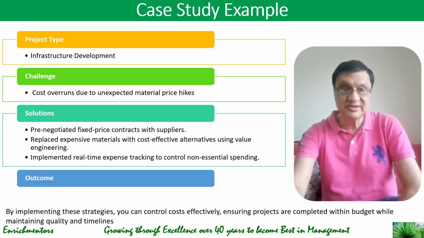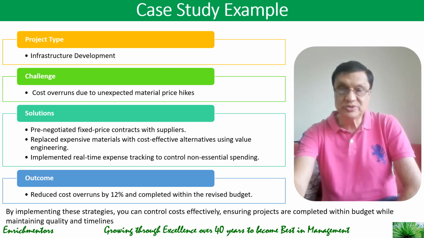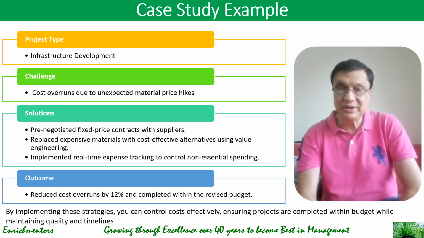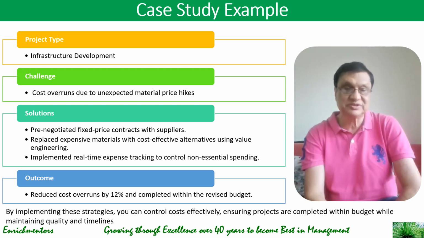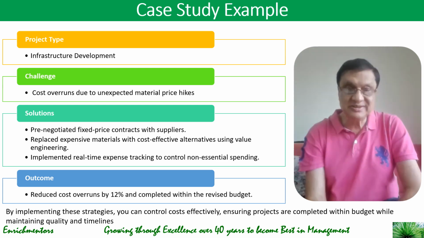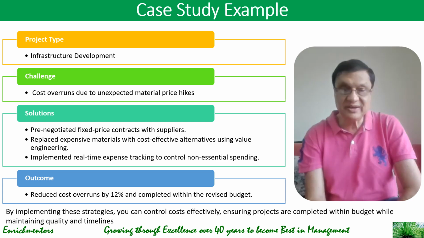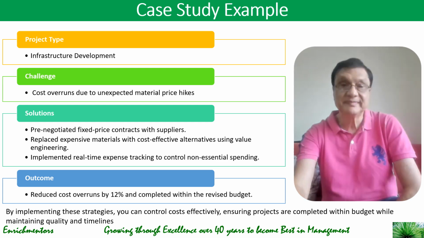And what were the results? The outcome was reduced cost overruns by 12% and completed within the revised budgets. So, by implementing the strategies that we have talked about in this lecture, you can control cost effectively, ensure projects are completed within budget while maintaining quality and timelines.